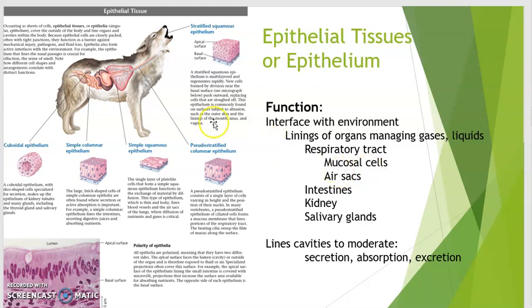Also, our wolf has epithelial tissue in his intestines. Those are certainly involved with secretion and absorption, and in his kidneys as well. That makes sense. And we forgot about his salivary glands in his mouth. So you can see that epithelial tissue is probably one of the most prevalent tissues that you'll find in the animal kingdom. And let's explore it a little bit more.